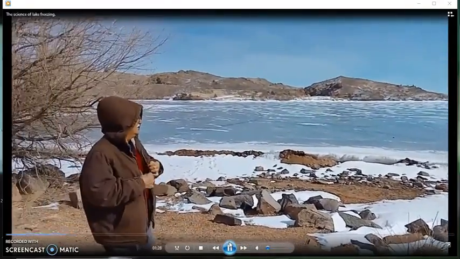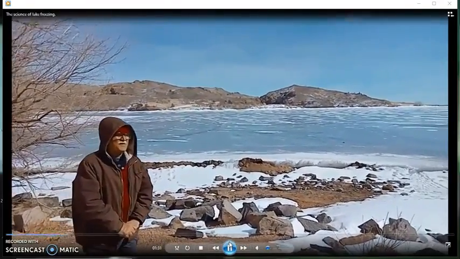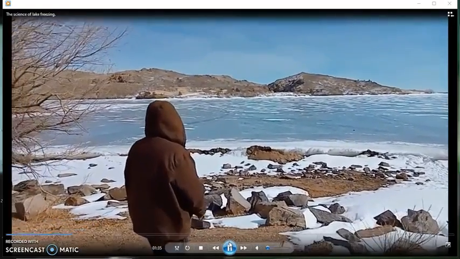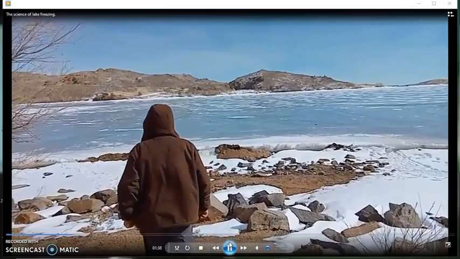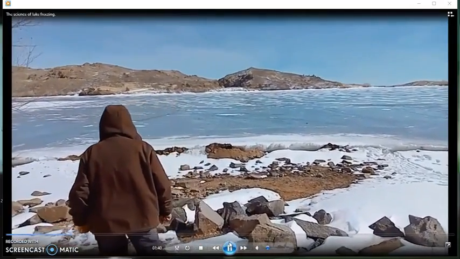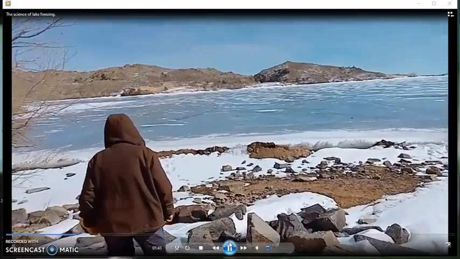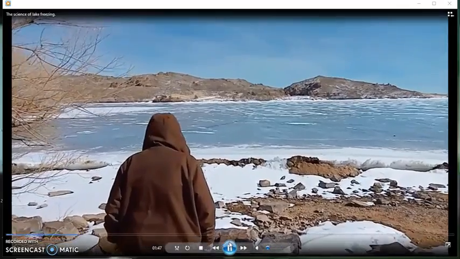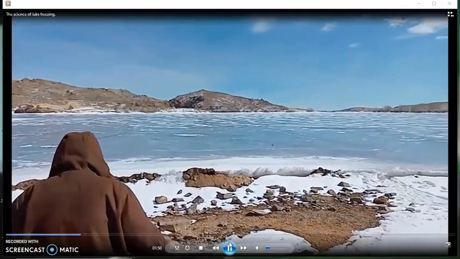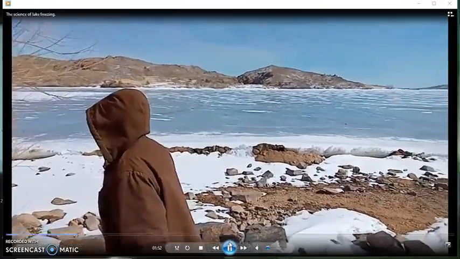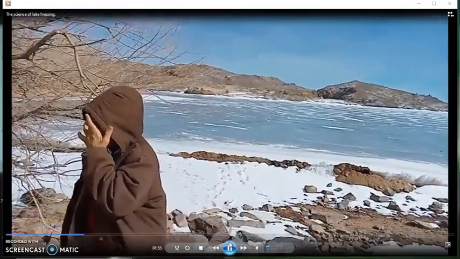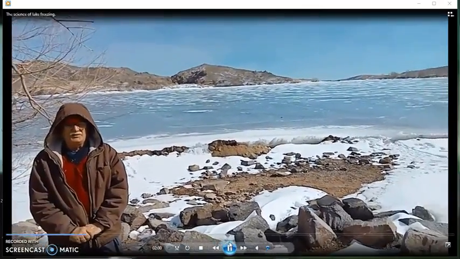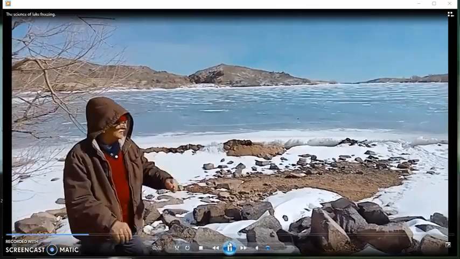Now, how does a lake freeze? This is an interesting science. As the air temperature drops, the temperature of the upper layer of the lake drops too. As the temperature of the air above the lake drops, the temperature of the lake's water surface also drops. The cooling surface water becomes heavier and denser.